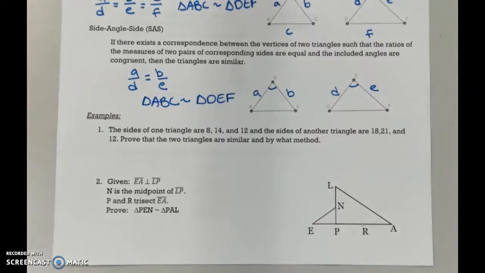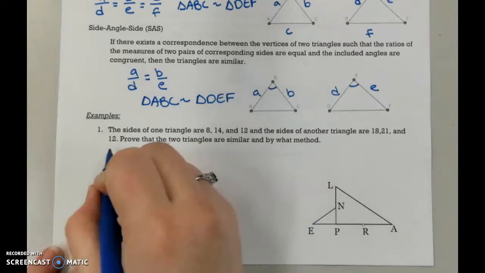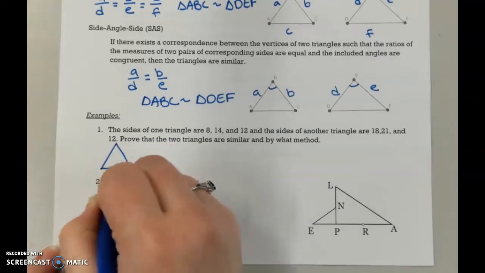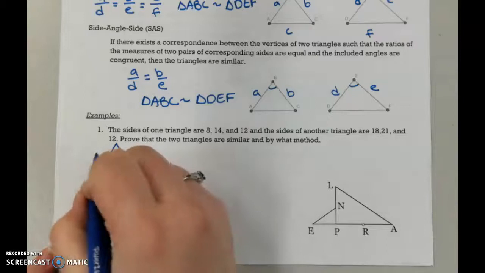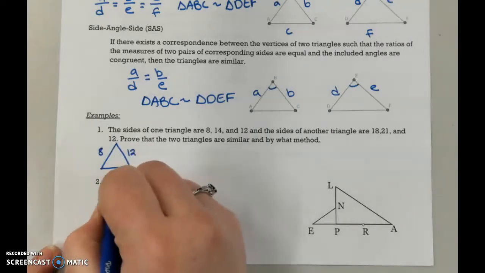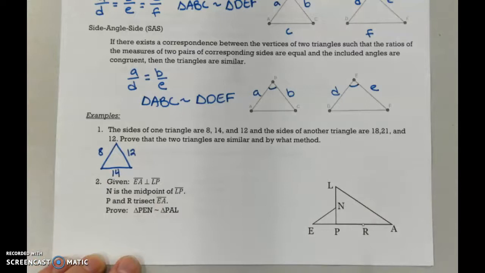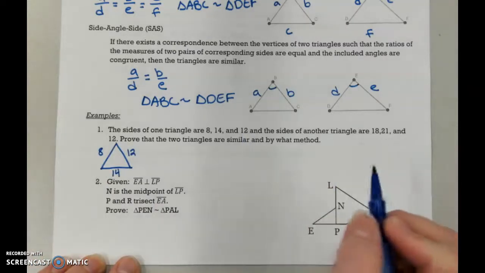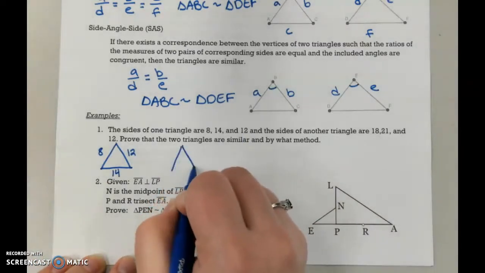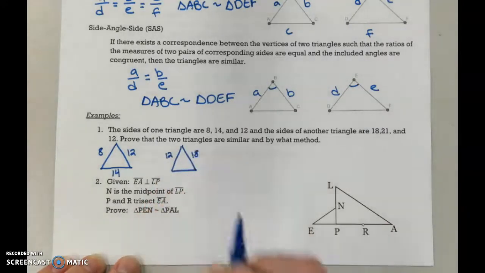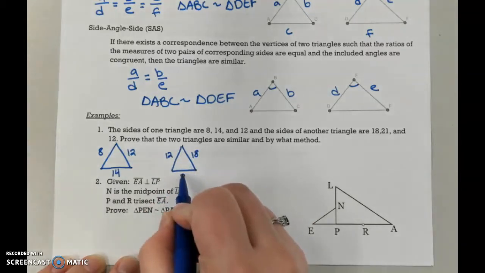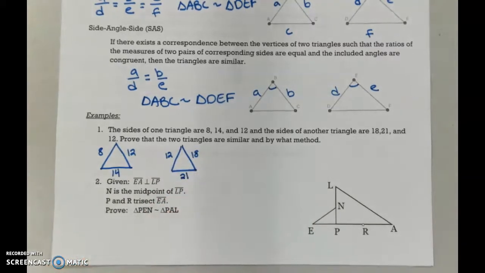So starting with number 1, the sides of one triangle are 8, 14, and 12. So I'm going to draw this triangle, and because I'm not specifically told what side is what, I'm going to order them from smallest to largest. So 8, 12, 14. And then the sides of another triangle are 18, 21, and 12. And so again, I'm going to number them from smallest to largest. So that's going to be 12, 18, and 21. I apologize for that bell.